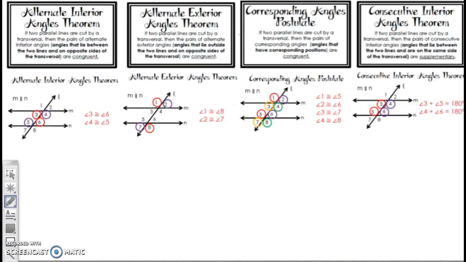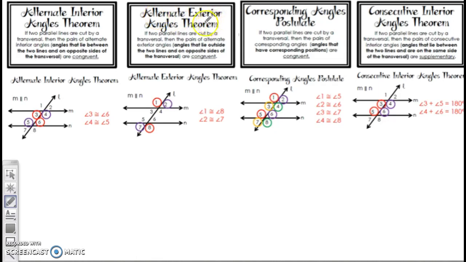So for this quiz, you need to be familiar and know all of these postulates or theorems. So the first one that we've talked about is the alternate interior angle theorem. And that just says, basically, alternate means opposite side of the transversal and interior means inside the parallel lines. So the alternate interior angles are congruent. So 3 and 6 are congruent, 4 and 5 are congruent.